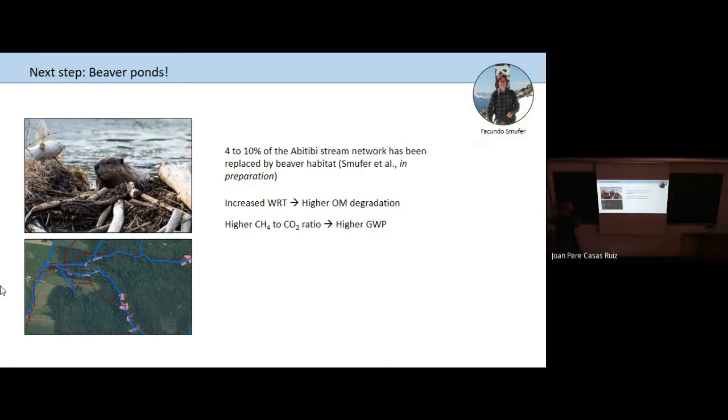And also because we've seen that if we compare the beaver habitats with the river that was before there, they emit a much higher ratio of methane to CO2. And this is important because methane has a much higher global warming potential. So for the same amount of carbon, it's worse if we emit methane because it's going to stay longer in the atmosphere and has much more greenhouse effect.